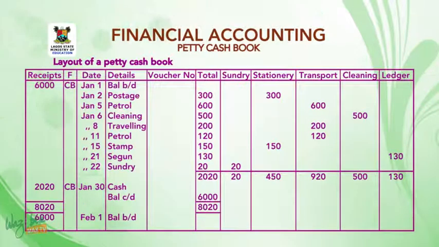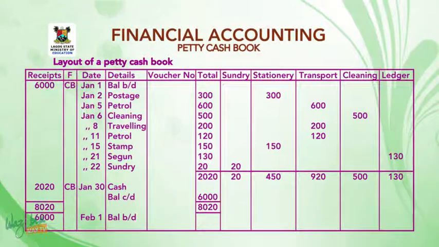Layout of a petty cash book. It is divided into several columns. First column is receipts, followed by folio, dates, details, voucher number, if there is any, total, sundry, stationery, transport, cleaning, and ledger. The amount received in January 1 as float is 6,000 naira, which will be on the debit side. That is our balance brought down.